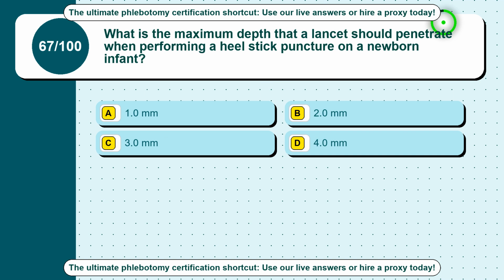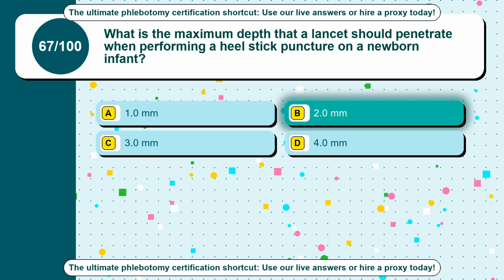Question 67. What is the maximum depth that a lancet should penetrate when performing a heel stick puncture on a newborn infant? Option A, 1.0 mm. Option B, 2.0 mm. Option C, 3.0 mm. Option D, 4.0 mm. The correct answer is option B, 2.0 mm.